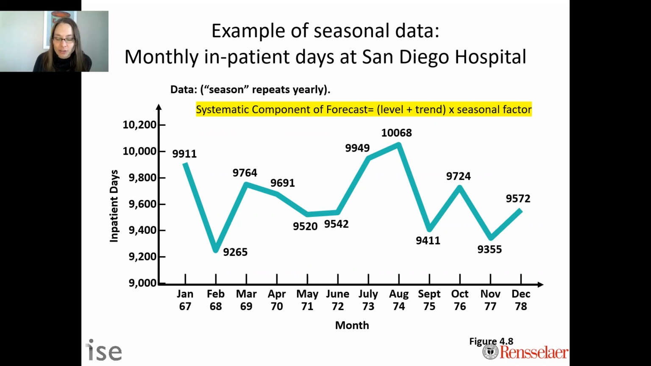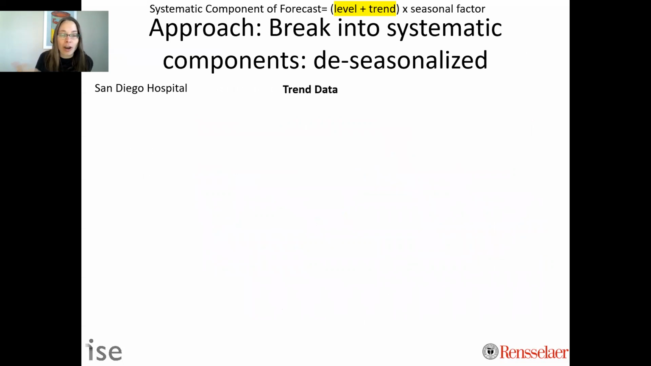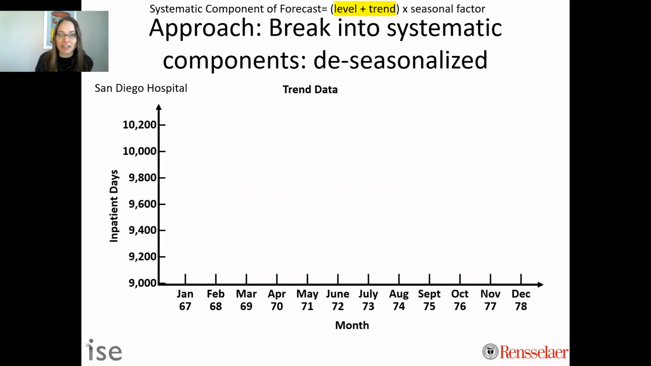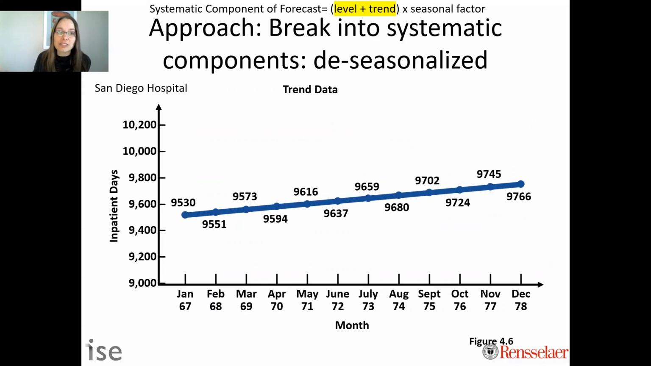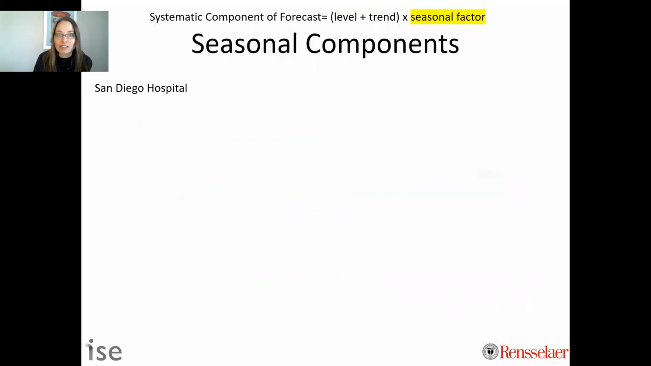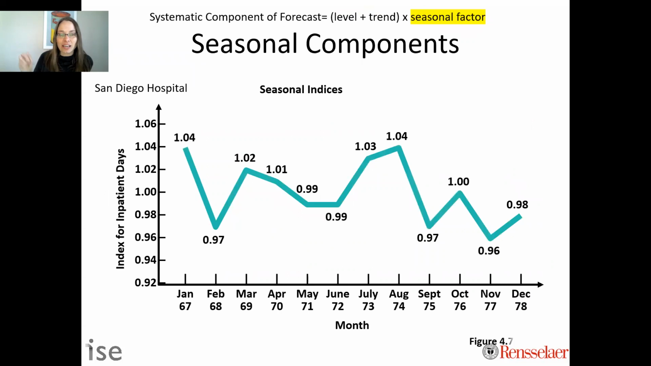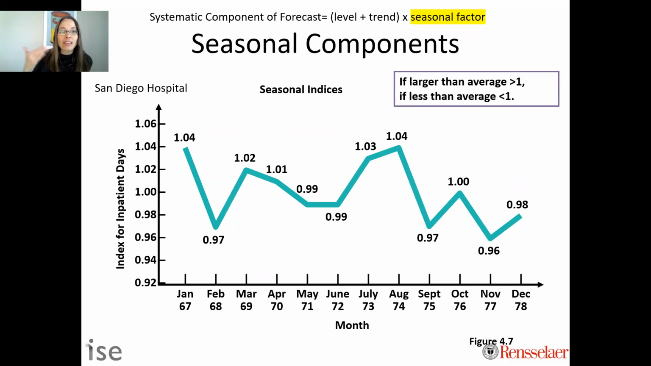And so let's first just break up the trend. If I got rid of the seasonality, and so I de-seasonalized it, as it's sometimes called, this is what it would look like. So there is an upward trend in my data set. And then if I just look at the seasonal aspects, you can see these are what are called seasonal indexes. If the value is greater than 1, that means that month is on average bigger than we would expect. If it's less than 1, it's less than we would expect.